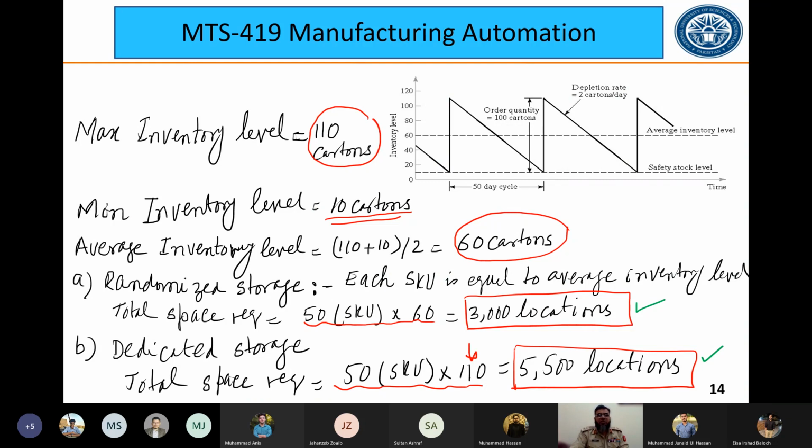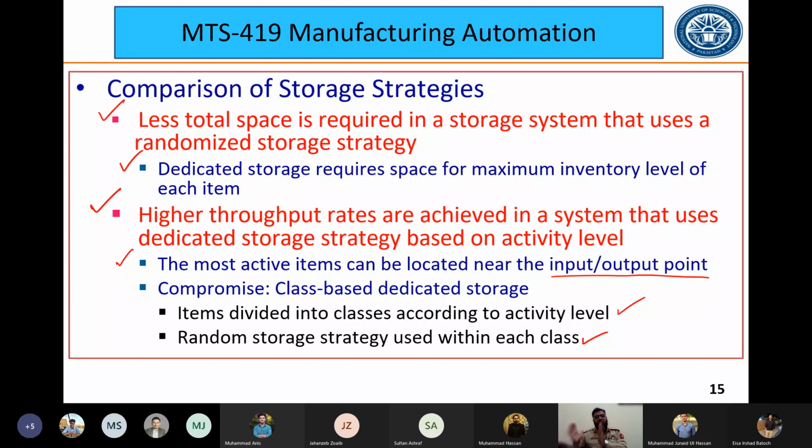Okay, so let us move forward and now talk about the comparison. Important चीज, this is important. ठीक है, हमने दो strategies देख ली. So how do we compare these? So let us see. So number one, less storage, less total space is required in a storage system that use a randomized storage strategy. और उसके contrary क्या है कि dedicated storage requires space for maximum inventory level of each item. ये उसका contrary argument है.